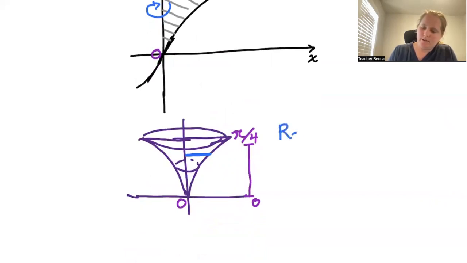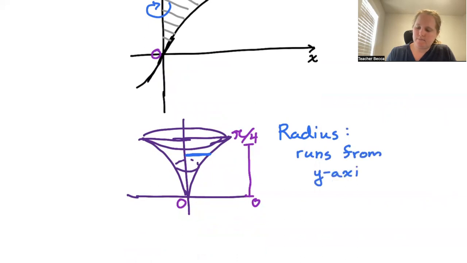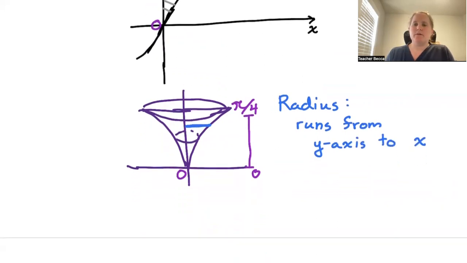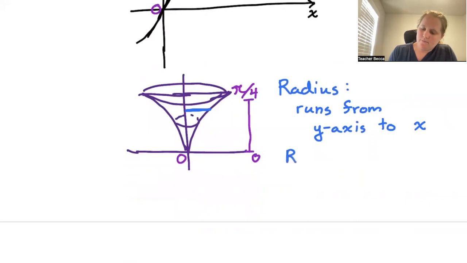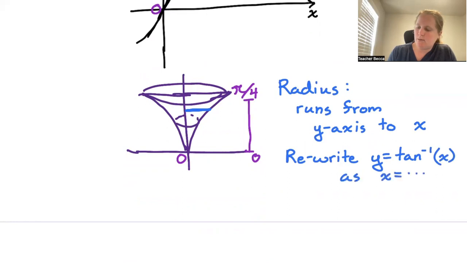So the radius should be an r of y. It runs from the y-axis to x. Okay. So we need to rewrite y equals tan inverse x as x equals blah, blah, blah. So in this case, that's simply x equals tangent of y.